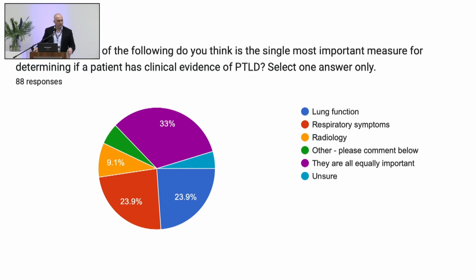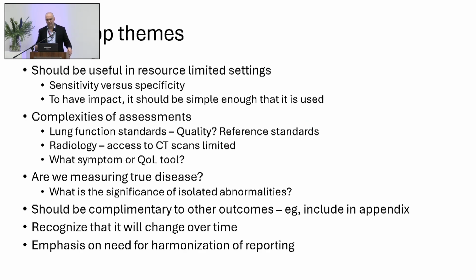When we tried to push people to say, what do you think is the single most important measure determining if a patient has clinical evidence of PTLD, and we said just select one answer, it was pretty much an even split between lung function and symptoms, with a third of the people saying they're all equally important. I will say up front, we did not necessarily take these data and follow them exactly and say, okay, exercise testing was number two, so exercise testing has to be in the definition of PTLD. We took these data as guidance in the months after and asked, what do we think is feasible? What do we think deserves mention for future research?